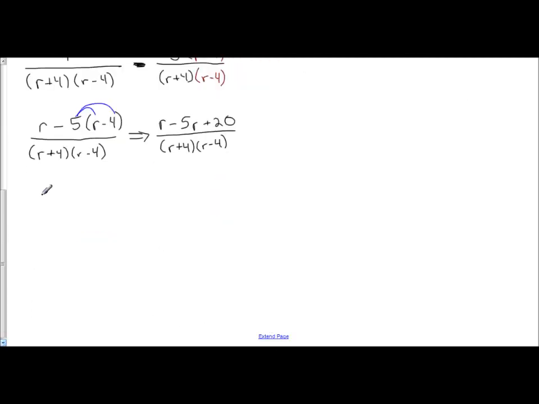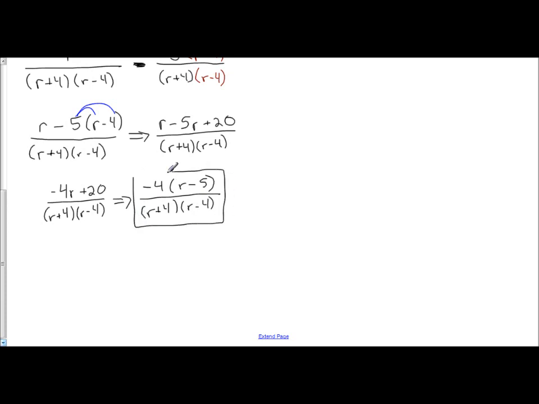So now I'm going to combine like terms. r minus 5r is negative 4r. So I have negative 4r plus 20 over r plus 4, r minus 4. And again, that negative 4r plus 20 has a GCF. I'm going to factor out negative 4. That gives me an r minus 5, and then r plus 4, r minus 4. So after you combine like terms, always make sure you ask can it be factored and simplified. And there's my final answer.